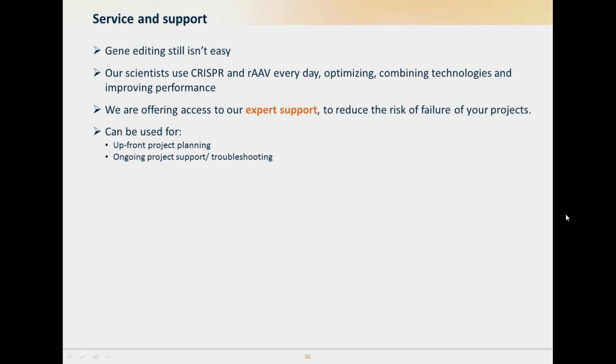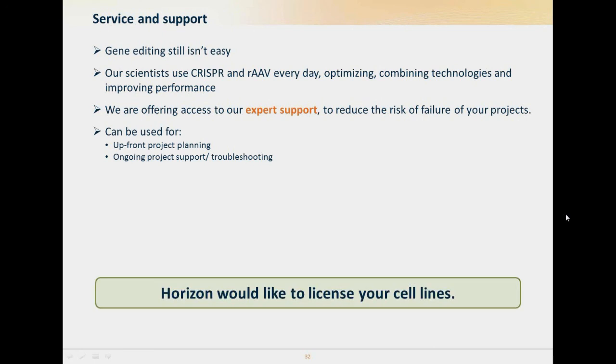We have a large number of scientists who are actively improving the technology on an ongoing basis, regularly using it on the behalf of our customers and for our own internal development programs. So a very, very strong group that we're happy to help you with, and we're actually offering you access to that expert support, really to reduce the risk of failure and the risk of lost resources, time, and money. And so it can be used for upfront project planning and project support and troubleshooting.